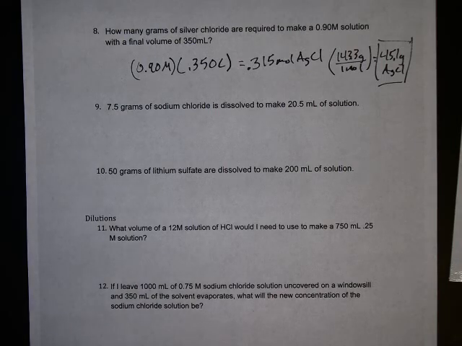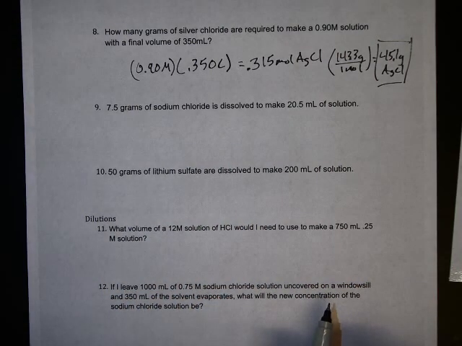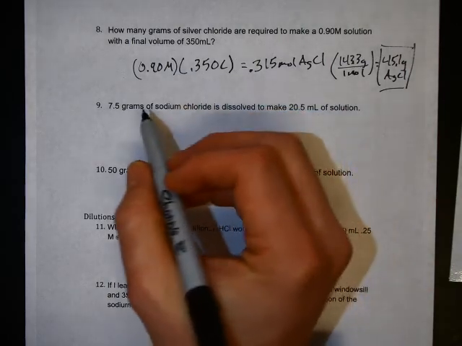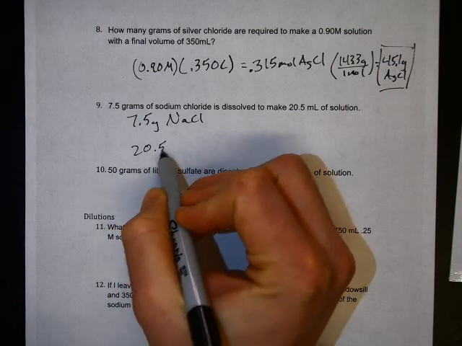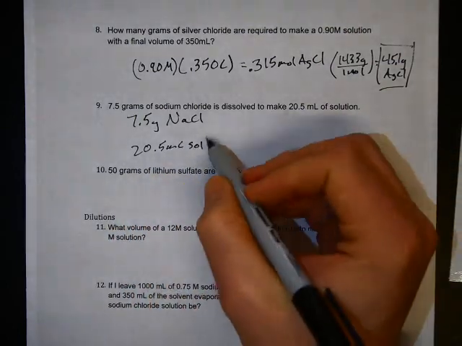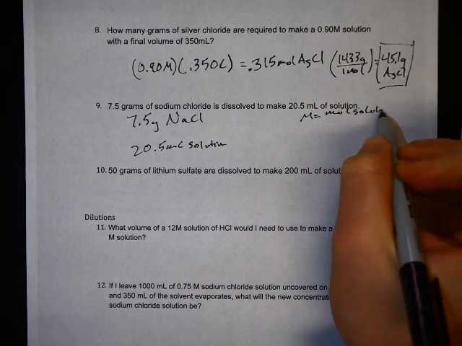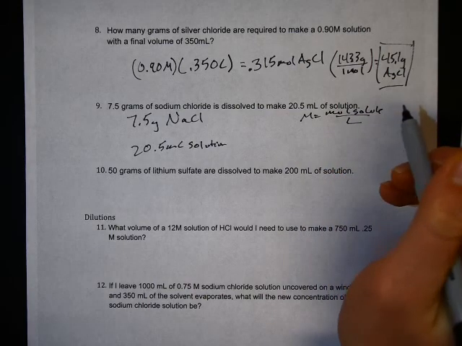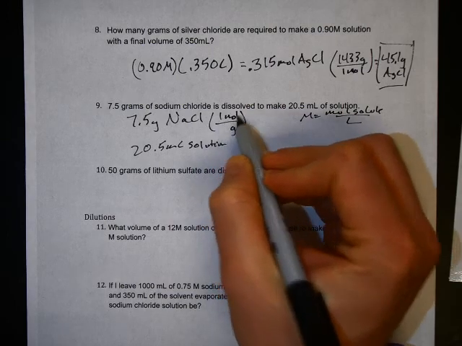Now for number 9 and 10, I am given a mass of a solute and a volume of solution and asked to calculate the molarity. And that's from the previous page, the directions, calculate the molarity. So I have 7.5 grams of sodium chloride, and I have 20.5 milliliters of solution. Calculating molarity, remember molarity is moles of solute per liter of solution, so I have to do some converting here. To get to moles first, I have to go through grams.